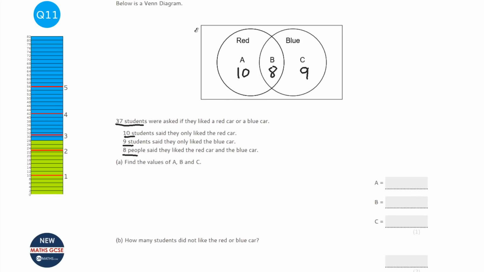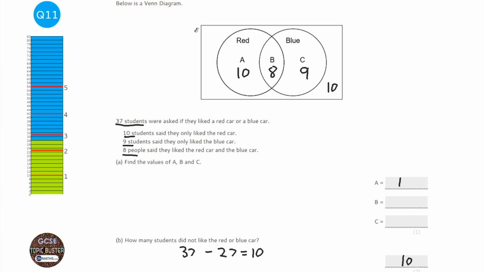Now it says how many students did not like the red or the blue car. So if we add all those together, we get 27, but there's 37 students in total. So if we take them away, we get the answer of 10. And we can actually show that on a Venn diagram on the outside, like that.